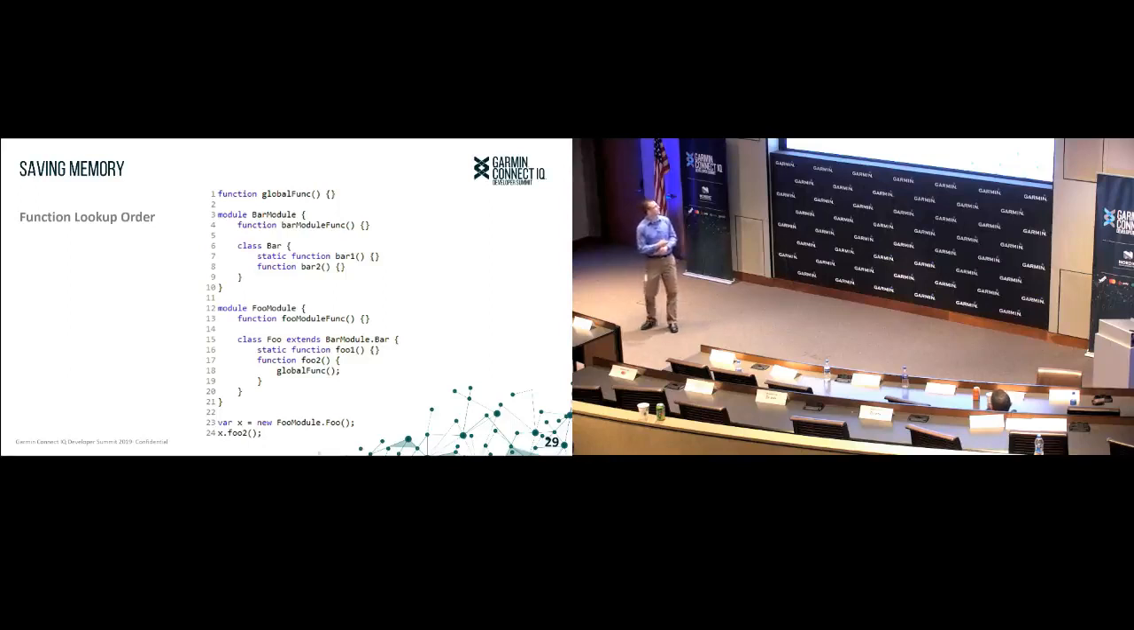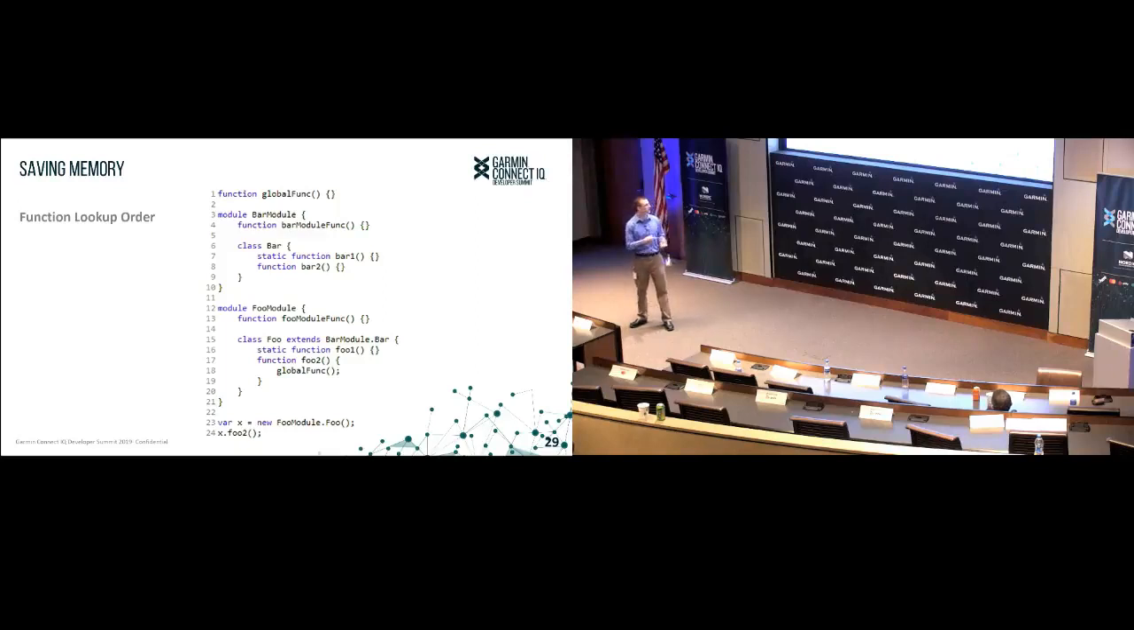So up here, we've got our global function, and that's what we're going to try and call. The first thing we have is our bar module, and bar module has a class called bar in it. Then down here, we've got foo module, and that has a class called foo. So what we're going to do is create a foo object and then call foo2, which calls a global function.